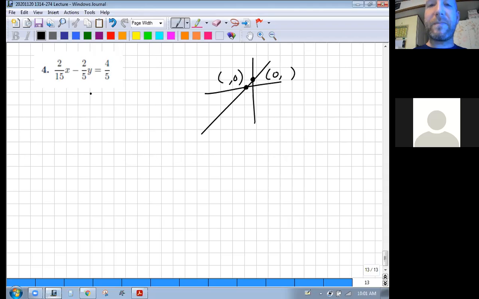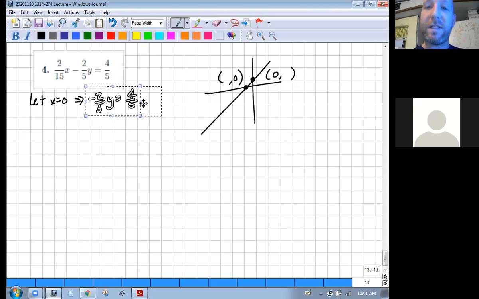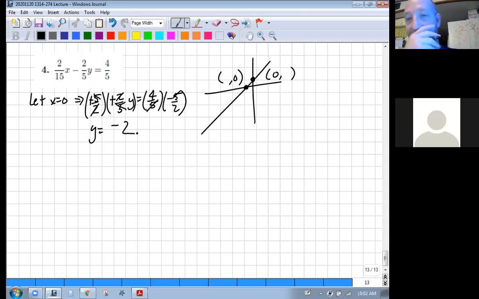So if we find the y-intercept, let's let x equal 0. If x is 0, we get negative 2/5 y equals 4/5. We just solve for y. To get to the y, let's multiply both sides by negative 5/2. Why? Because the 5's cancel, the 2's cancel, and the negatives cancel. And we're left with y equals negative 4/2, which is negative 2. So when x is 0, y is negative 2.